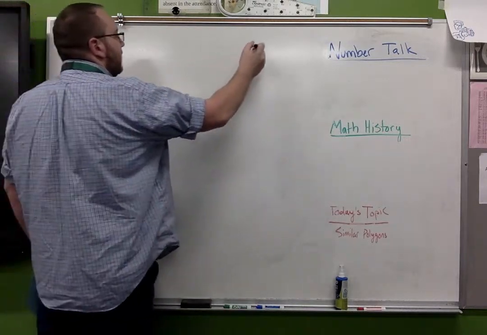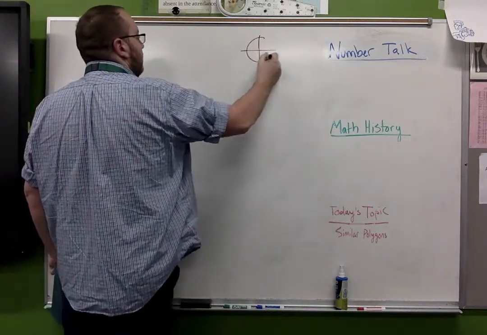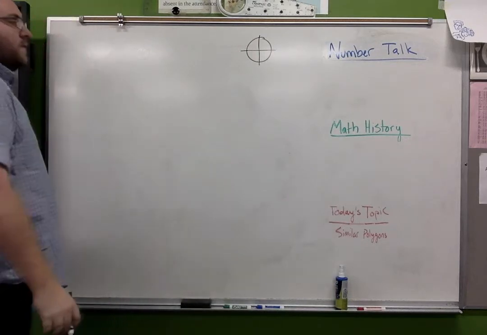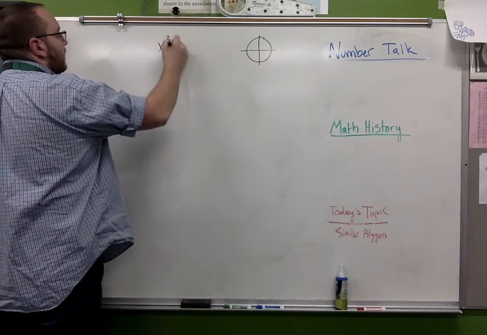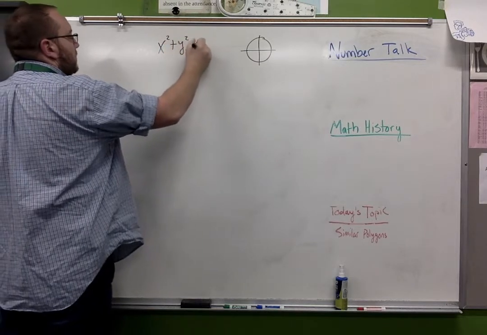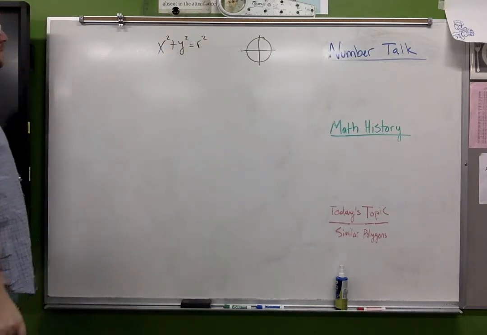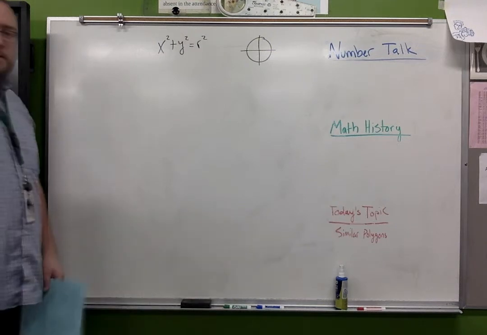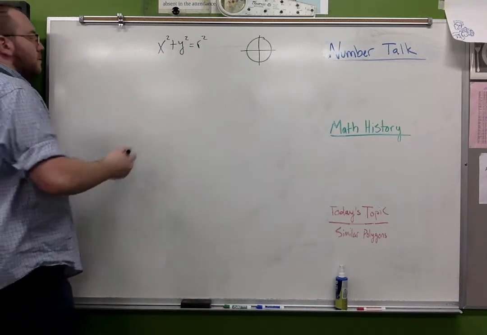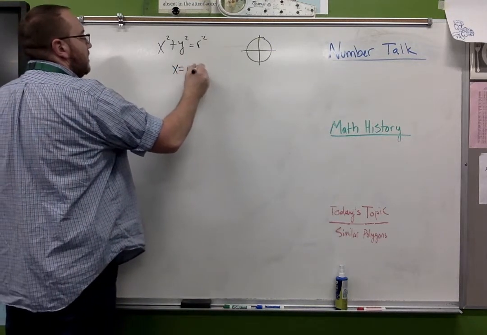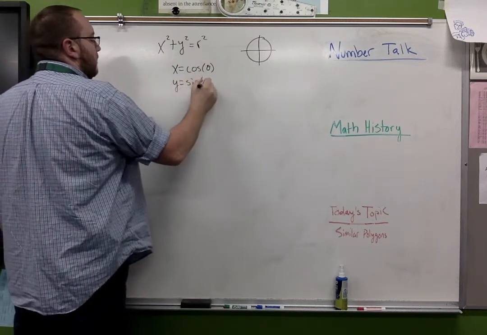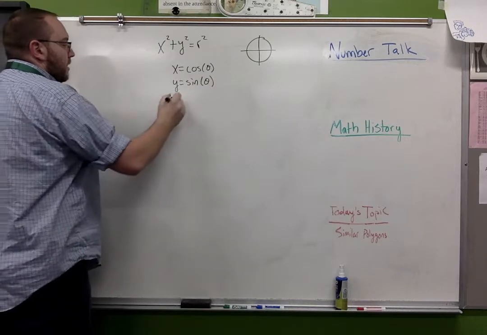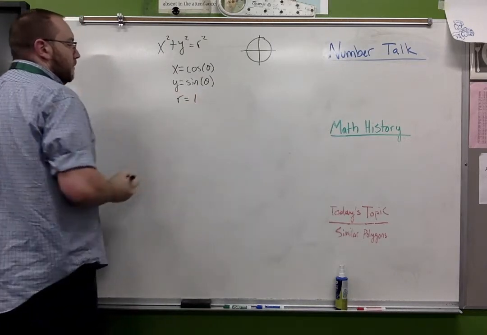So first off, let's look at this unit circle here. So from SM2, you learn that the equation of a circle is x squared plus y squared equals r squared. Okay, where r is the radius. Well, if I'm looking at the unit circle, x is the cosine, y is the sine, and r is the radius, which is 1.